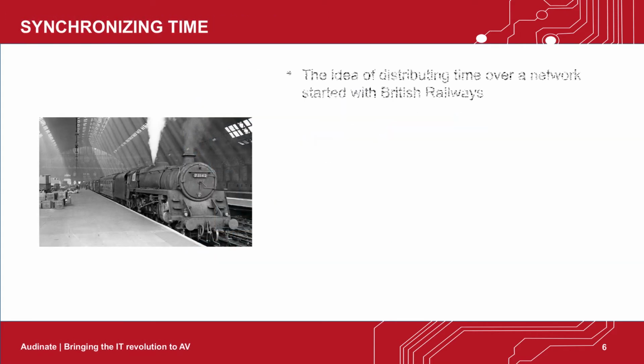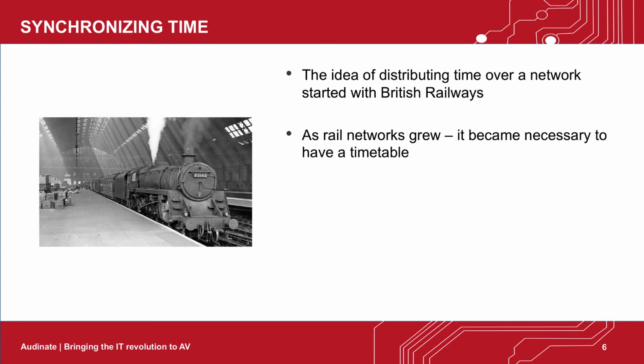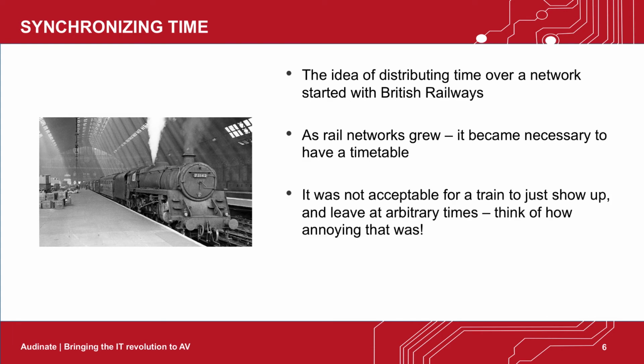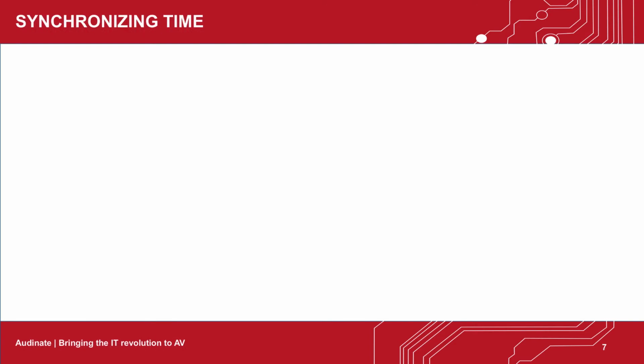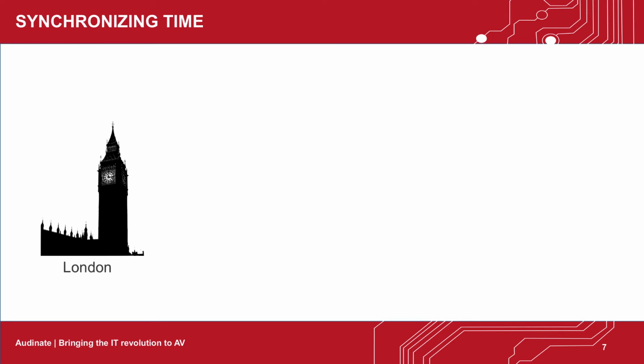The idea of distributing time over a network started with British Railways. As rail networks grew, it became necessary to have a timetable. It was not acceptable for a train to just show up and leave at arbitrary times. Think of how annoying that was. How did this problem get solved? Remember, there were no telephones at that time. Simple. They put a reference clock physically onto the train.